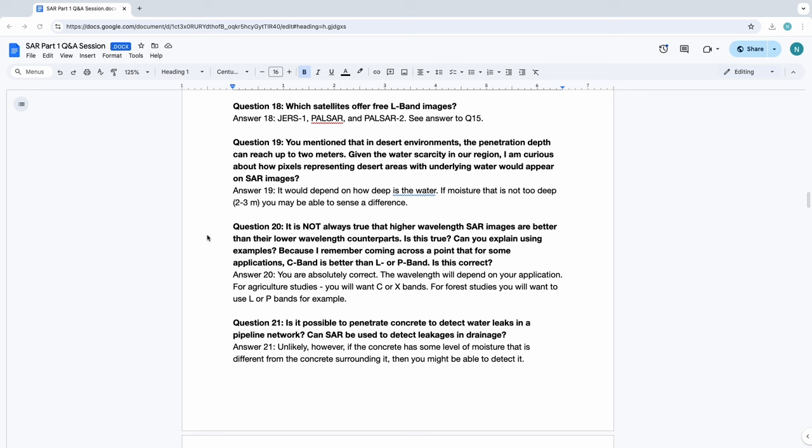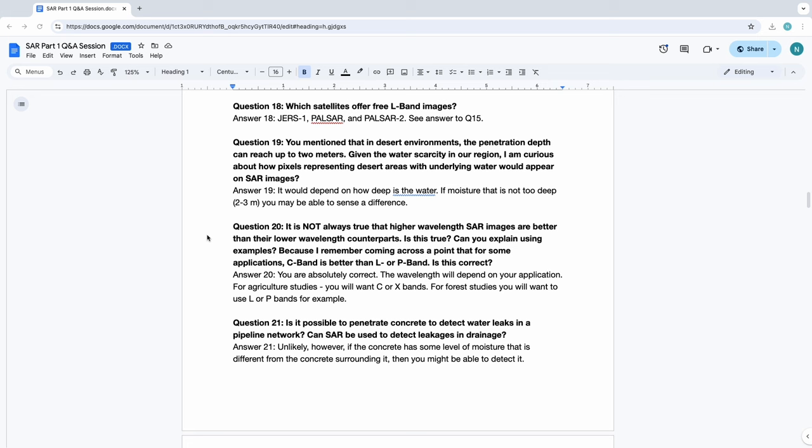Question 19, you mentioned that in desert environments, the penetration depth can reach up to 2 meters. Given the water scarcity in our region, I'm curious about how pixels representing desert areas with underlying water would appear on SAR images. So this would totally depend on how deep the water is. If there's some moisture that is not too deep, especially in desert areas. So if you have a very dry upper layer and then wetness, say 2 meters, 2 and a half, 3 meters even, you might be able to sense a difference, but it would depend on that.